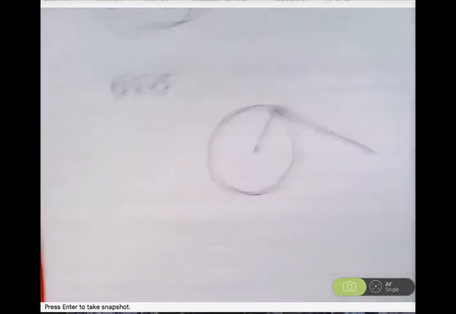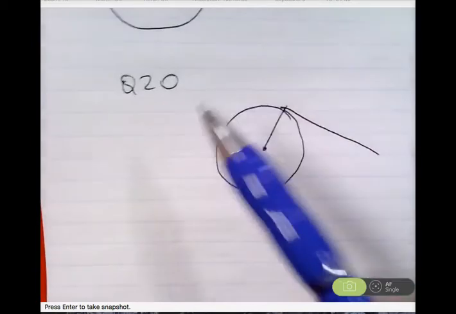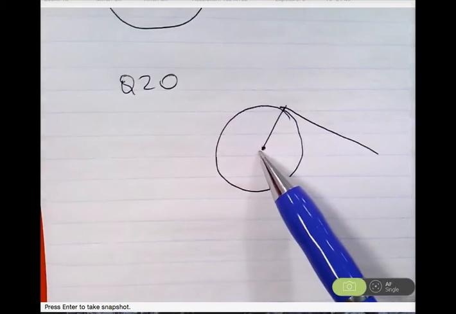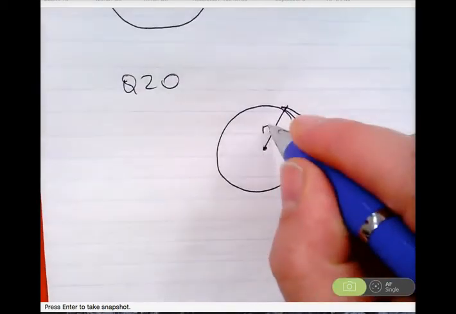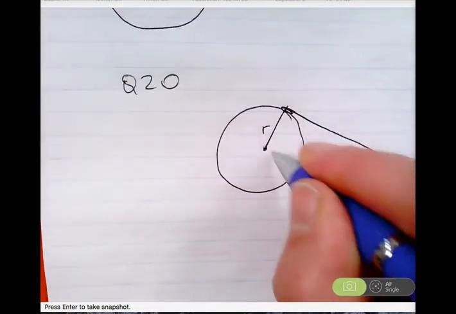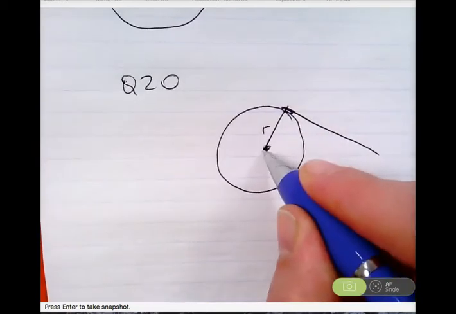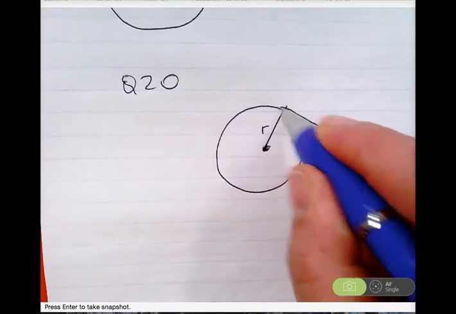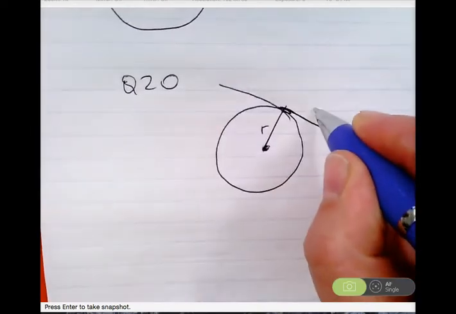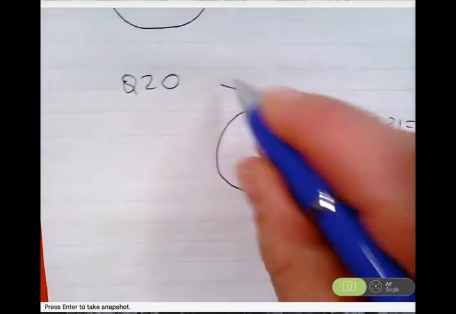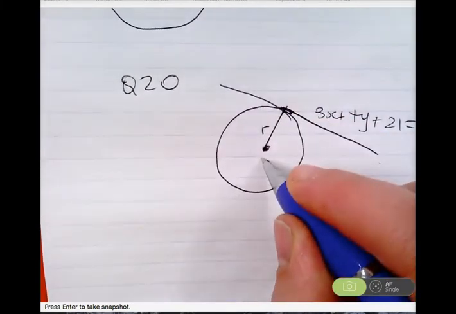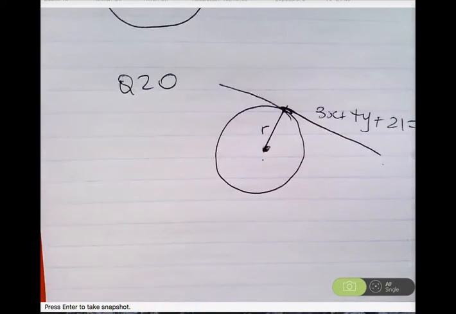So question 20, this is the idea. For your circle, if you find its centre and radius, that radius has to equal the perpendicular distance of the centre of the circle, which is the point, to the line. So this is your line, 3x plus 4y plus 21 equals 0. If that line is a tangent to that circle, it only touches it at one point.